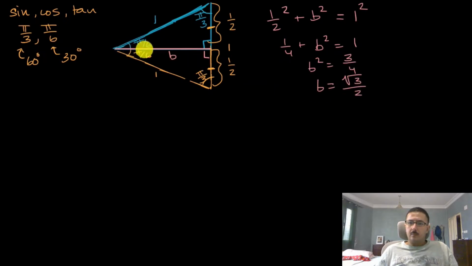So just like that, we have figured out what all the lengths of this 30, 60, 90 triangle are. So b here is equal to square root of 3 over 2. Now, I said this would be useful as we go into the unit circle definitions of sine, cosine, and tangent, and we're about to see why.